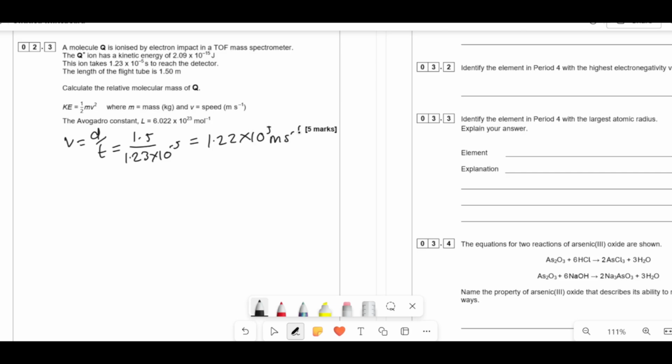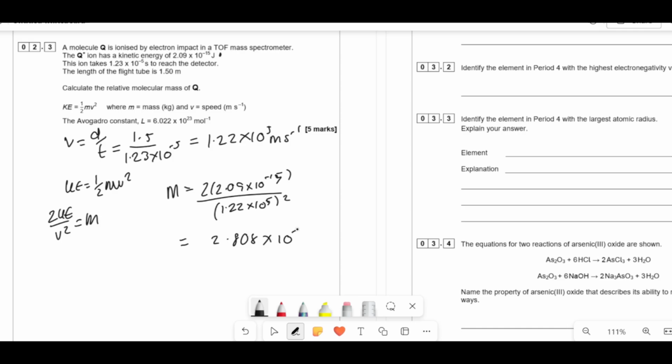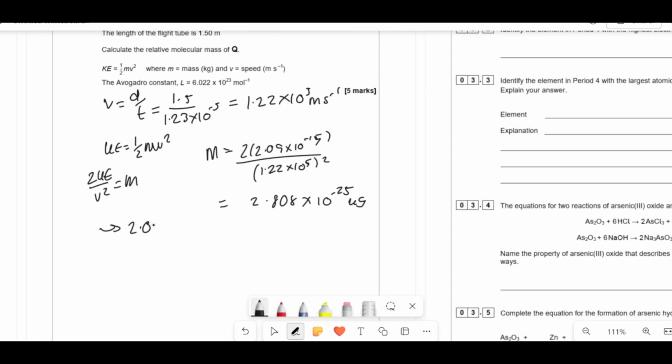The reason I've worked that out is because KE equals a half mv squared. That will give us what our mass of this thing is that we want. So then I can rearrange this to get 2KE over v squared equals m. So m is going to be 2 times its kinetic energy, so it's 2 times 2.09 times 10 to the minus 15 over the velocity we just worked out, so 1.22 times 10 to the 5 squared. If we do that, we should get 2.808 times 10 to the minus 25 kilograms. This formula, and it tells you here, is in kilograms. So to convert that into grams, you times it by 1,000, which is 2.808 times 10 to the minus 22 grams.